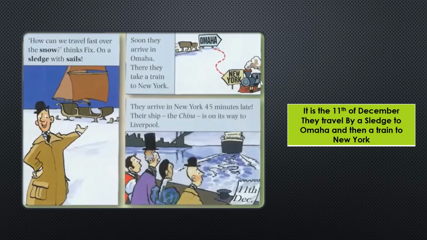Soon they arrive. They take a train to New York. They arrive in New York 45 minutes late. Their ship, the China, is on the way to Liverpool. The date is December 11th.